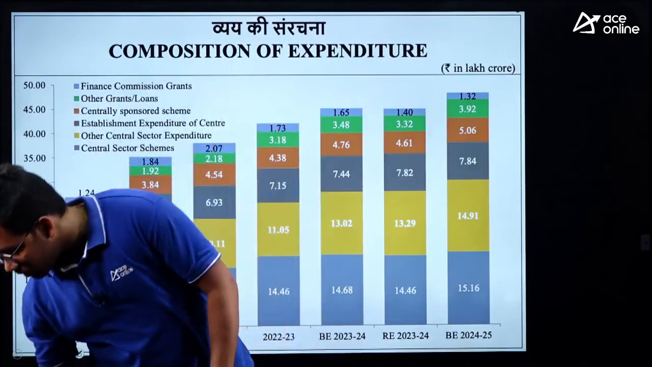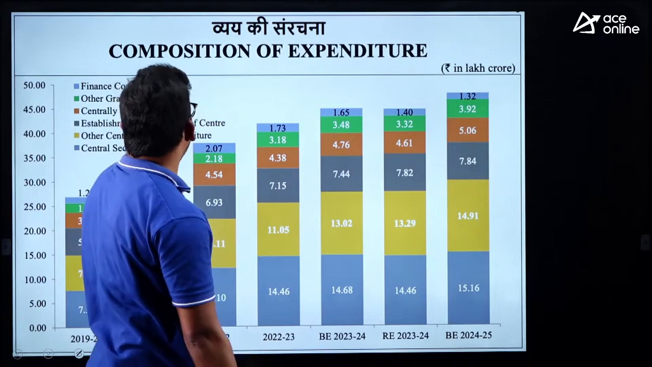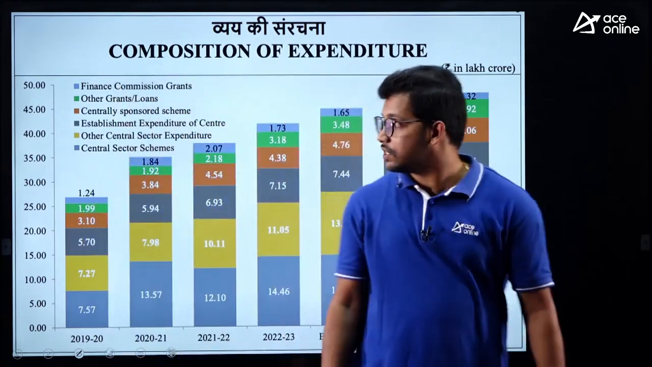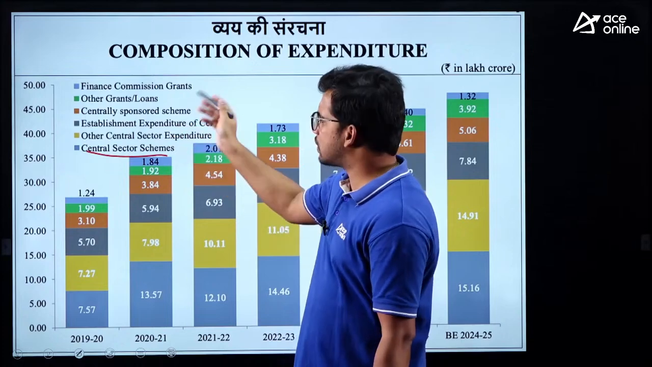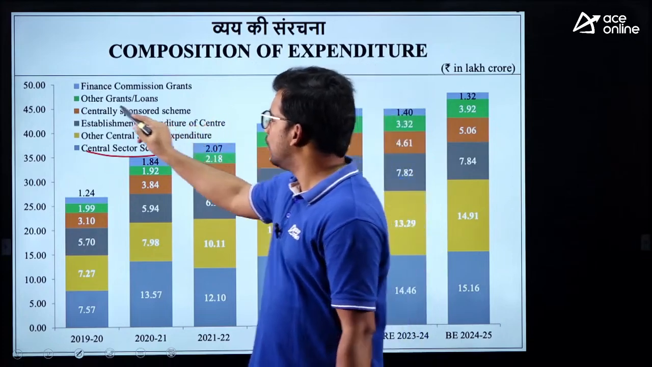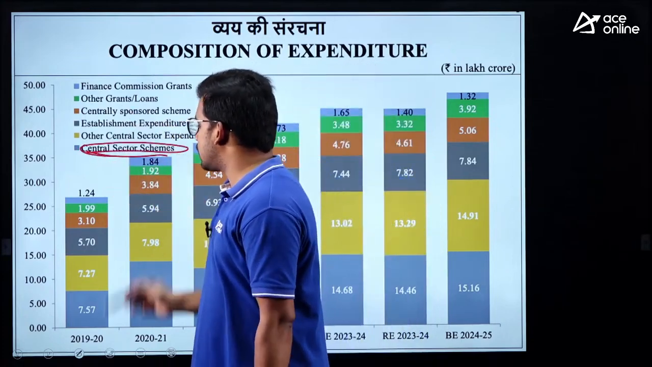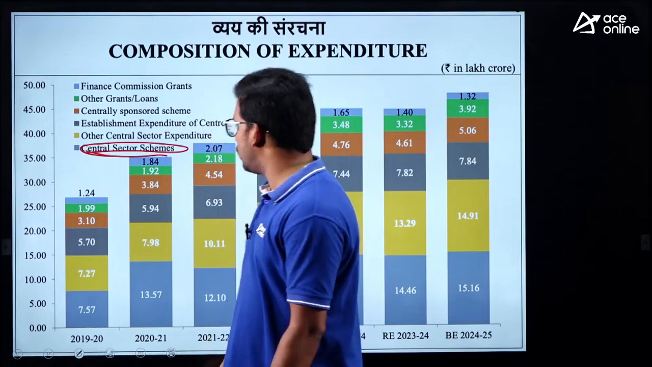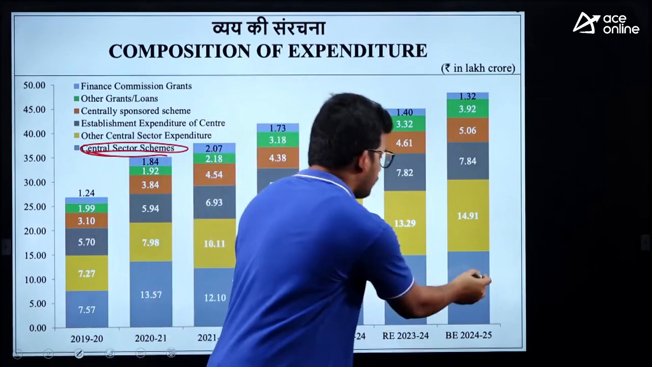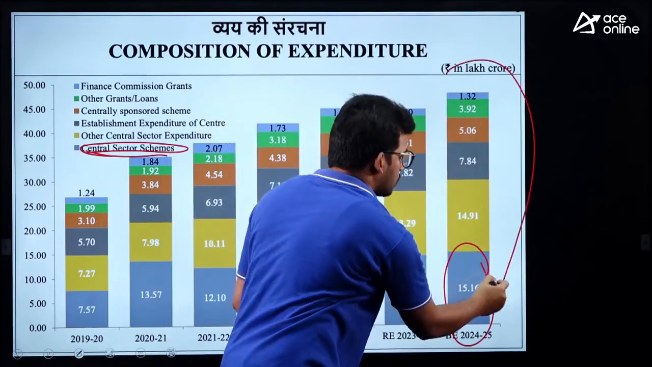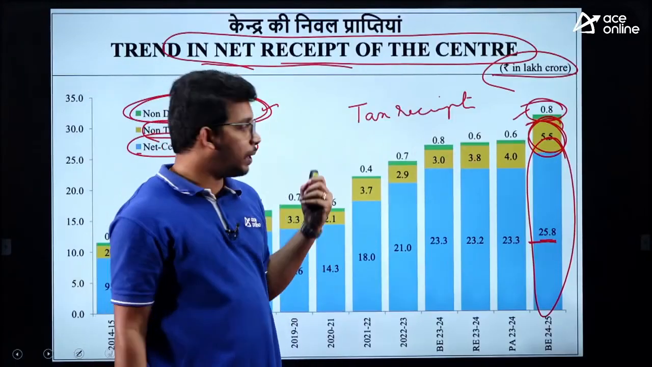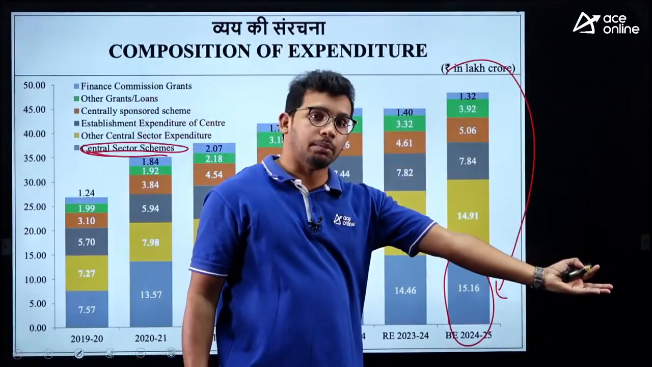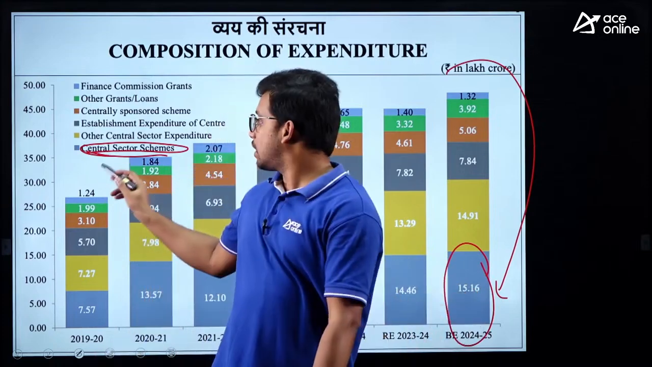Next, expenditure. On the composition of expenditure, you can see here central sector schemes. We have discussed this in a pie chart manner, but again it was given. Under central sector schemes the government is doing a lot of things, 15.16 lakh crore in terms of lakh crore. So this is where the government gets money, and this is where the government gives money, right.